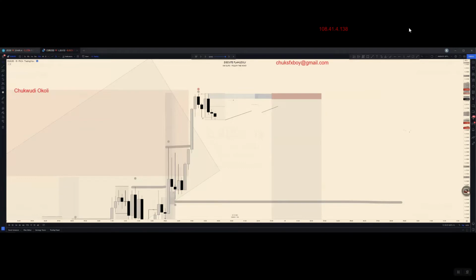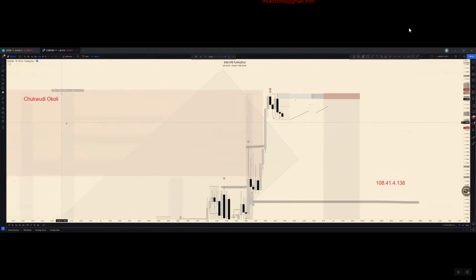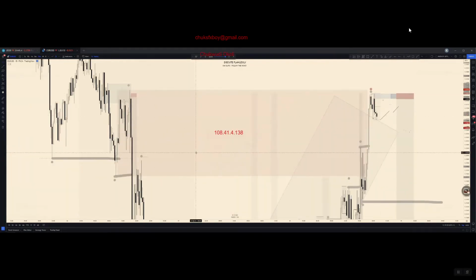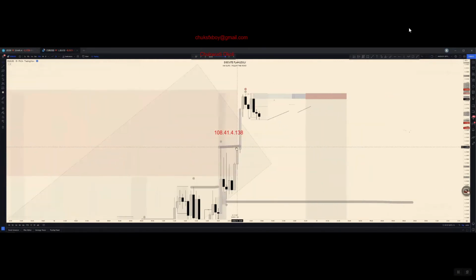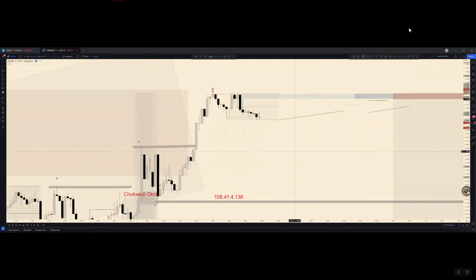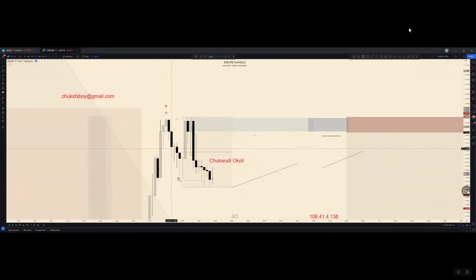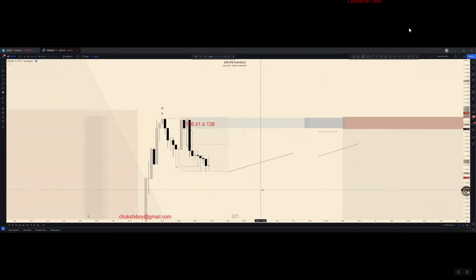So let me just see any questions. Would you use a 5-minute there? Yeah, I would. I'll use 5-minute here because it's a 4-hour zone. That 4-hour POI, I use a 5-minute. And just the same thing, clean chalks, pushing down, pushing up, take the high, take the low. Not this inside bar here. This and this break is not a chalk, right? That would not be a chalk.